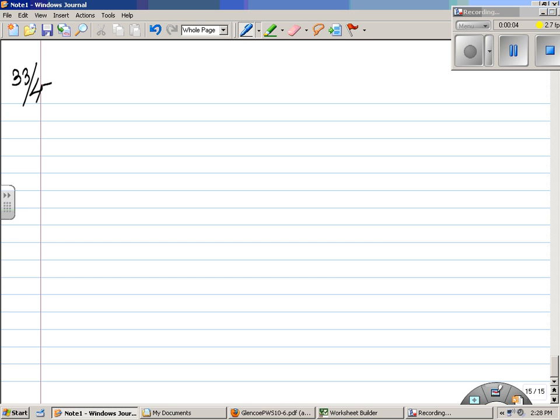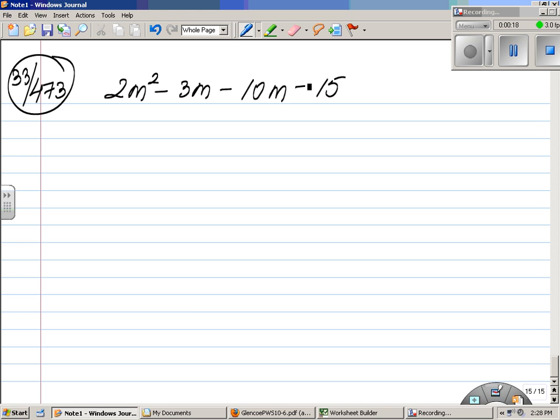Page 473. Everything rhymes on this page, right? 2m squared minus 3m minus 10m minus 15. It says factor by grouping, Tori. Plus 3m, right. Absolutely. How would you guys like to group them?